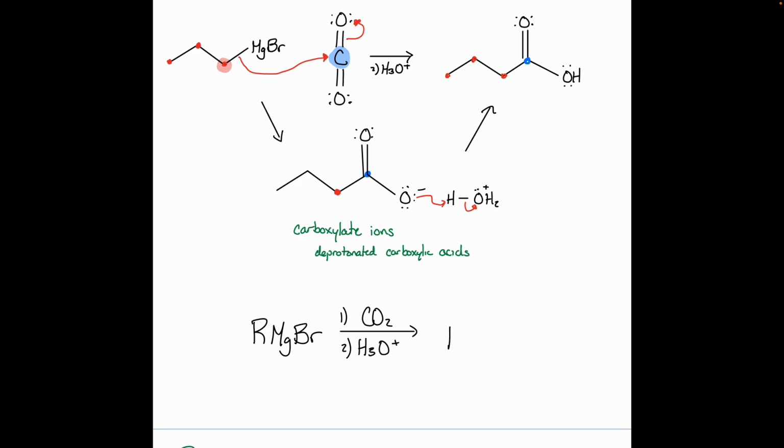We get that R group on there, plus an extra carbon. That COOH is the shorthand condensed form that we use for a carboxylic acid. Again, we just want to make note, we do have that extra carbon added onto our R group.